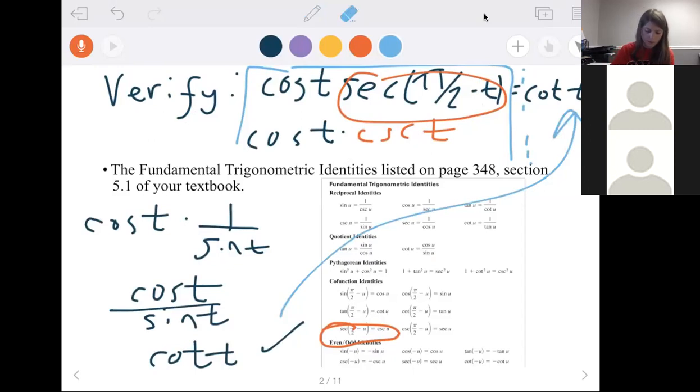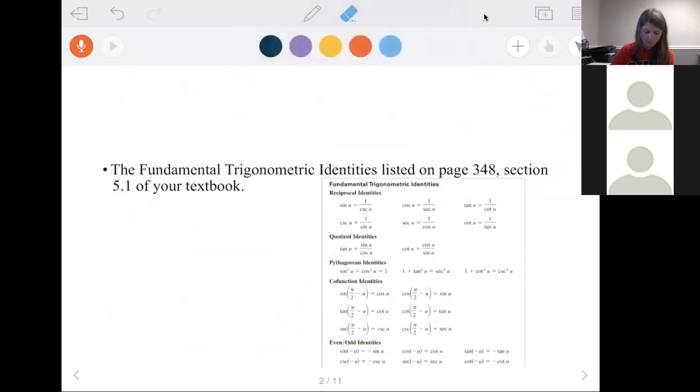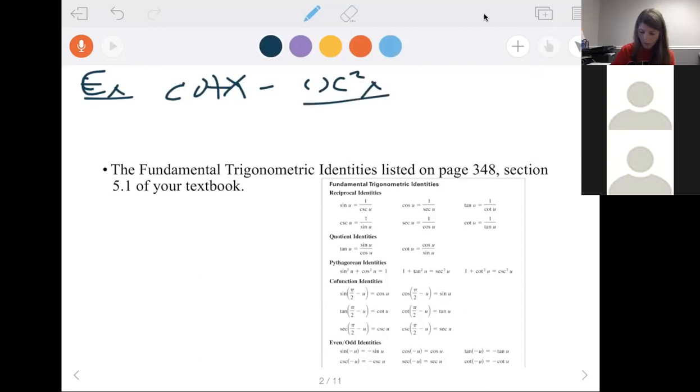Okay, so let's take a look at another one. So the one that I want to look at next, this is the one that I started writing before, we're going to look at simplifying the expression. So just simplify cotangent of x minus cosecant of x squared, or cosecant squared x, over cotangent.